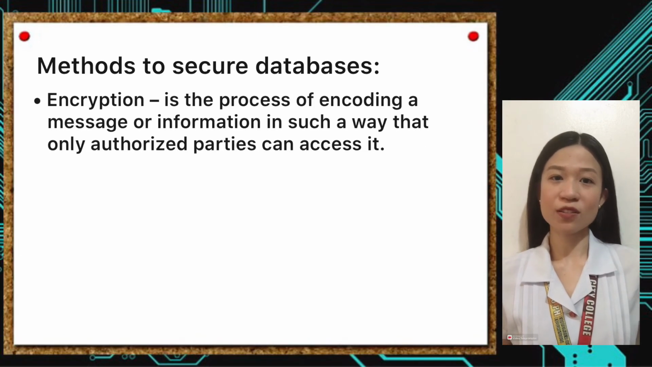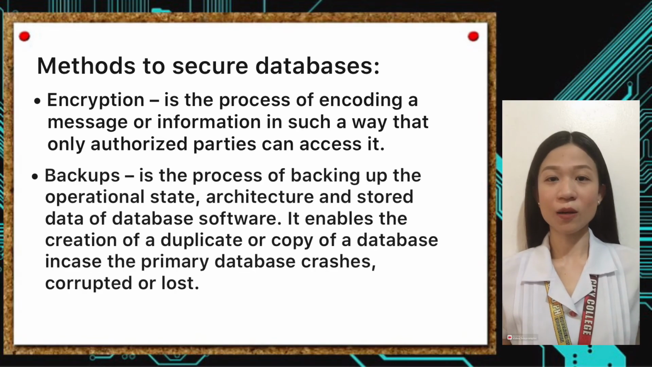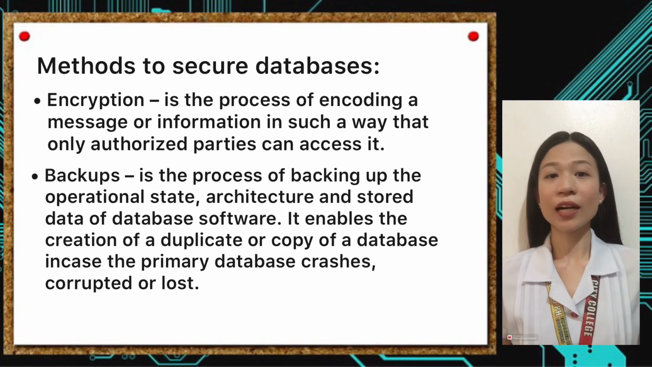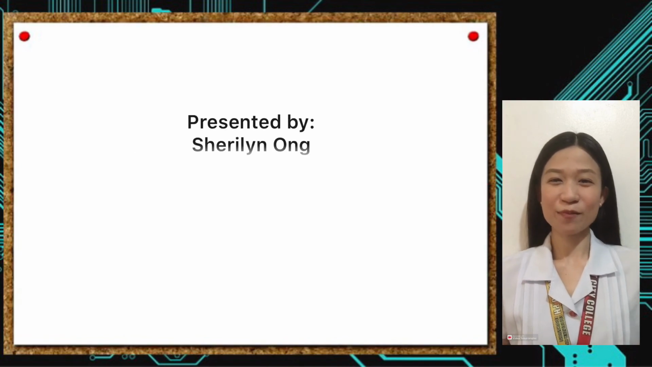Encryption is the process of encoding a message or information in such a way that only authorized parties can access it. And lastly, backup is the process of backing up the operational state, architecture, and stored data or database software. It enables the creation of a duplicate or copy of a database in case the primary database crashes, is corrupted, or lost. That is the end of my presentation.